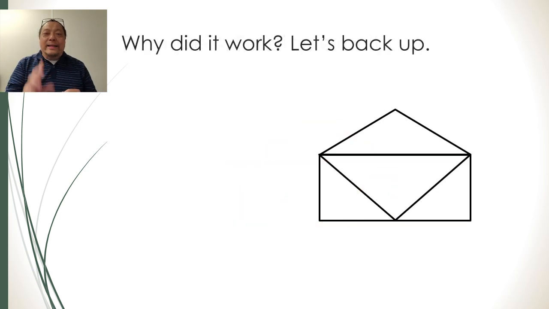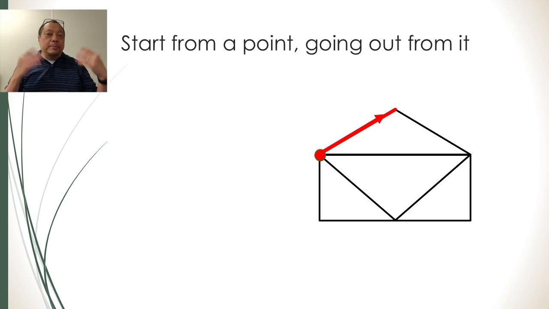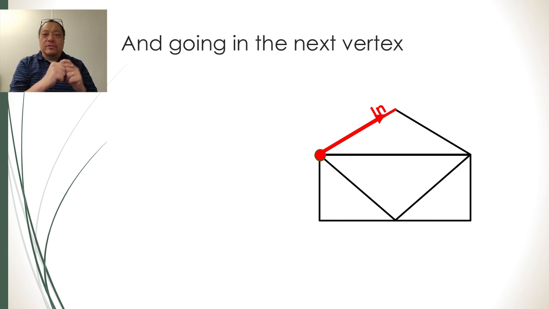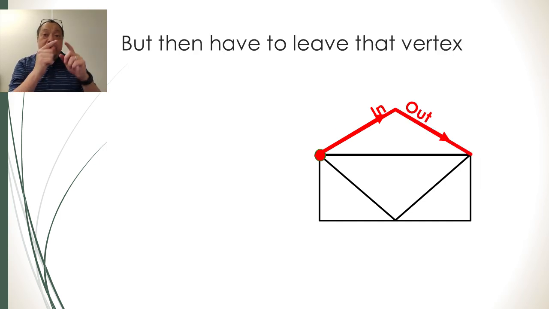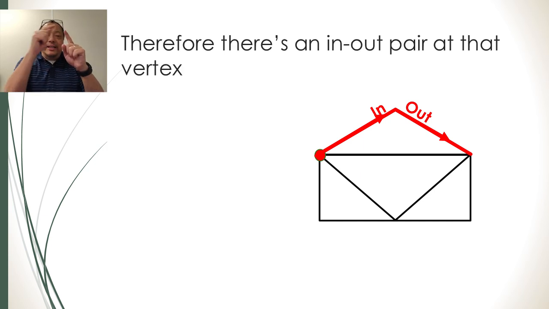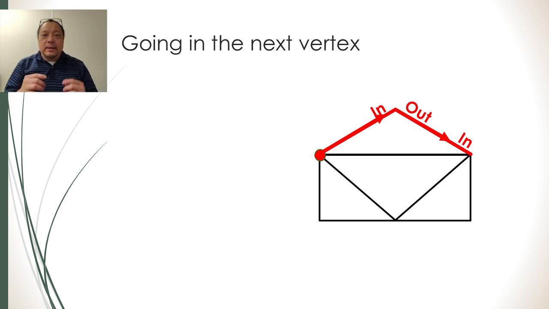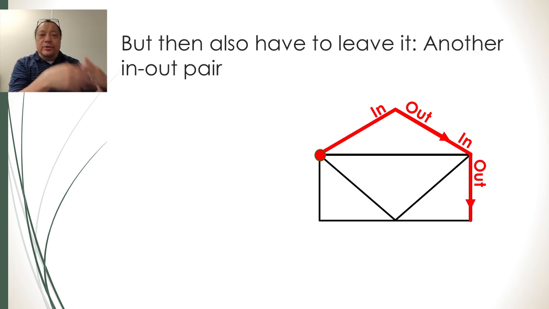Let's talk about why this theorem works. Let's back up to the beginning. We start from a point, we go out from it. That means we go in the next vertex. But then, in order to continue on, we have to also leave out of that vertex. Therefore, there's an in-out pair at that vertex. At the same time, we're going in the next vertex, but we also have to go out from it. That makes another in-out pair.